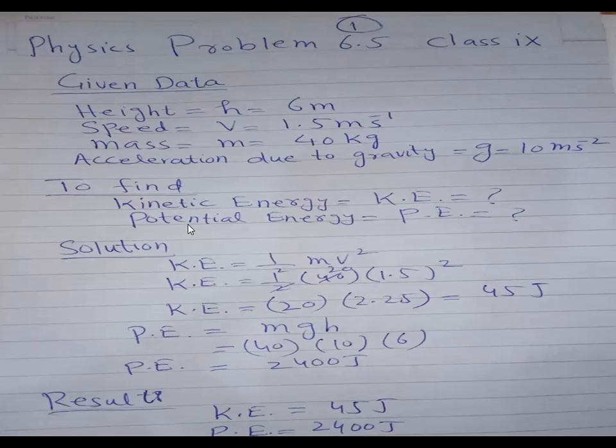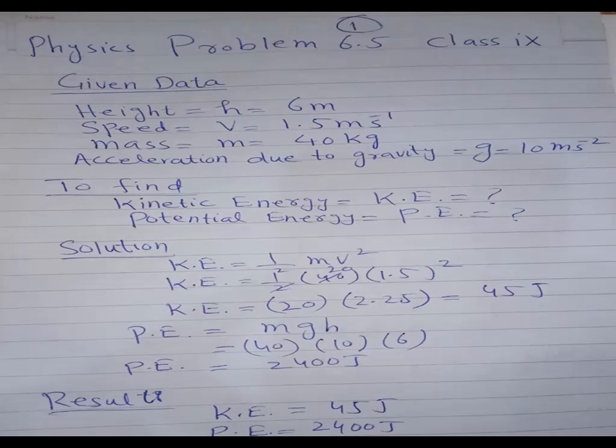So two things are required in this numerical: kinetic energy and potential energy. Kinetic energy is 45 joule and the potential energy is 2400 joule. So we have found the 6.5 numerical on page number 142. Now the result is, kinetic energy is 45 joule and the potential energy is 2400 joule.